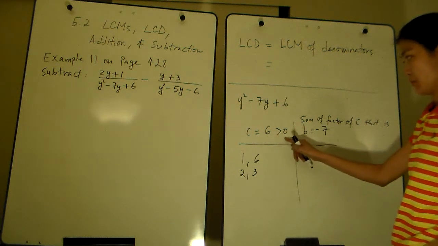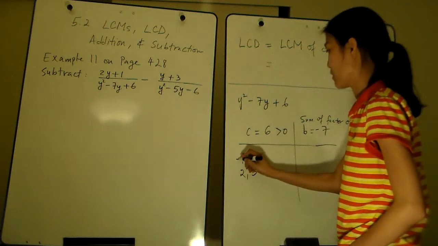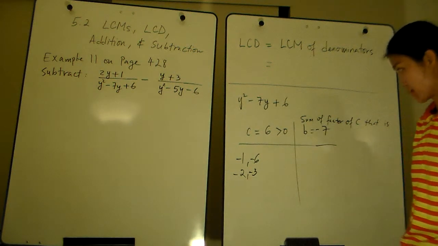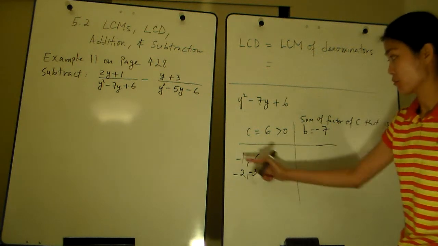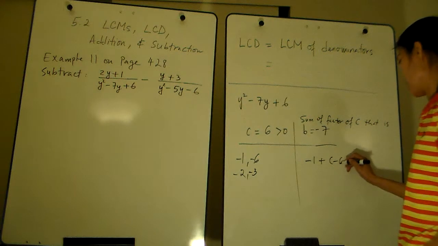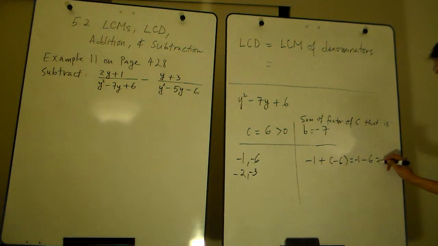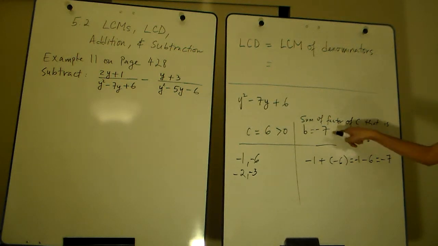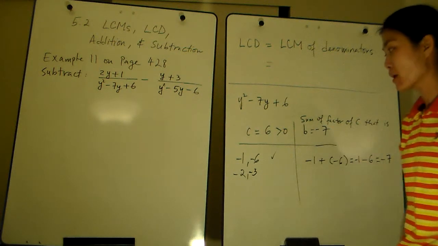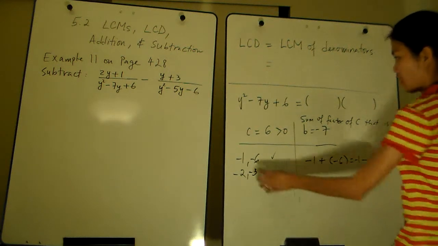So C positive tells you that this pair of factors will have the same sign as B, and B is negative. So the factors will be negative, all negative. Let's find the sum of each pair. -1 plus -6, that is -1 subtract 6, equal to -7. And guess what? This is B. So we know that these are the correct factors. For -2 and -3, no way you're going to get -7. So now you know that the two correct factors are -1 and -6.